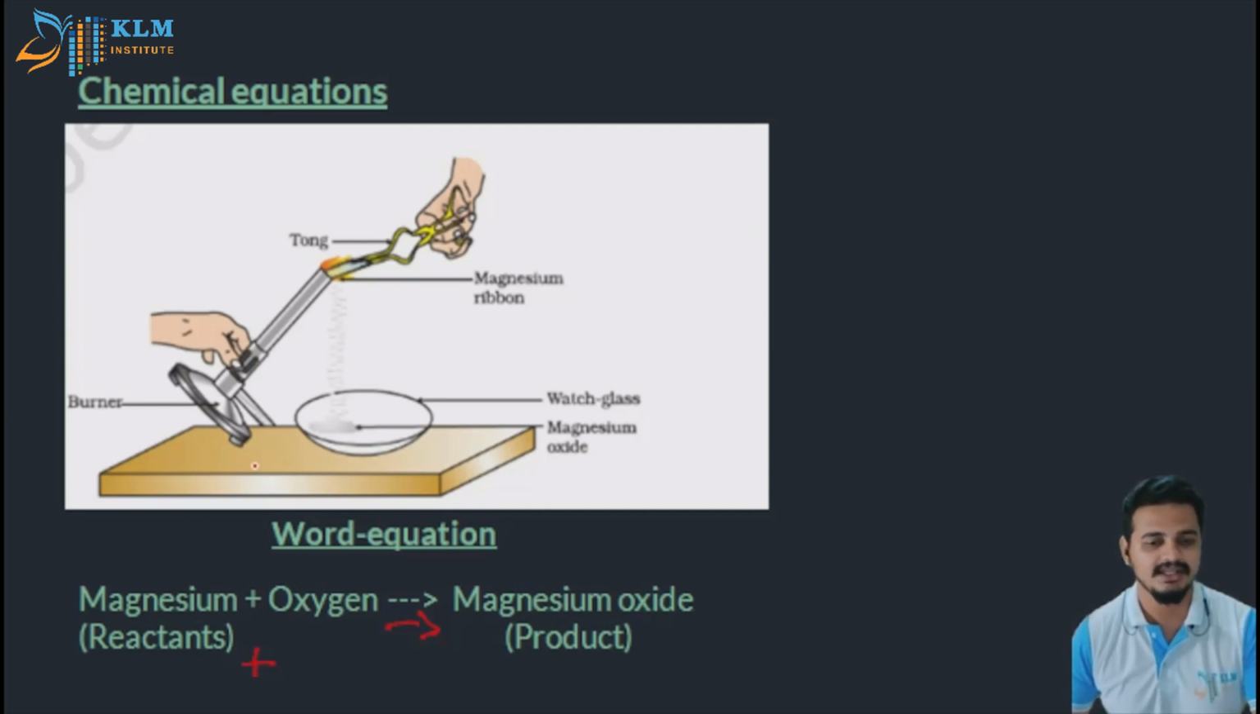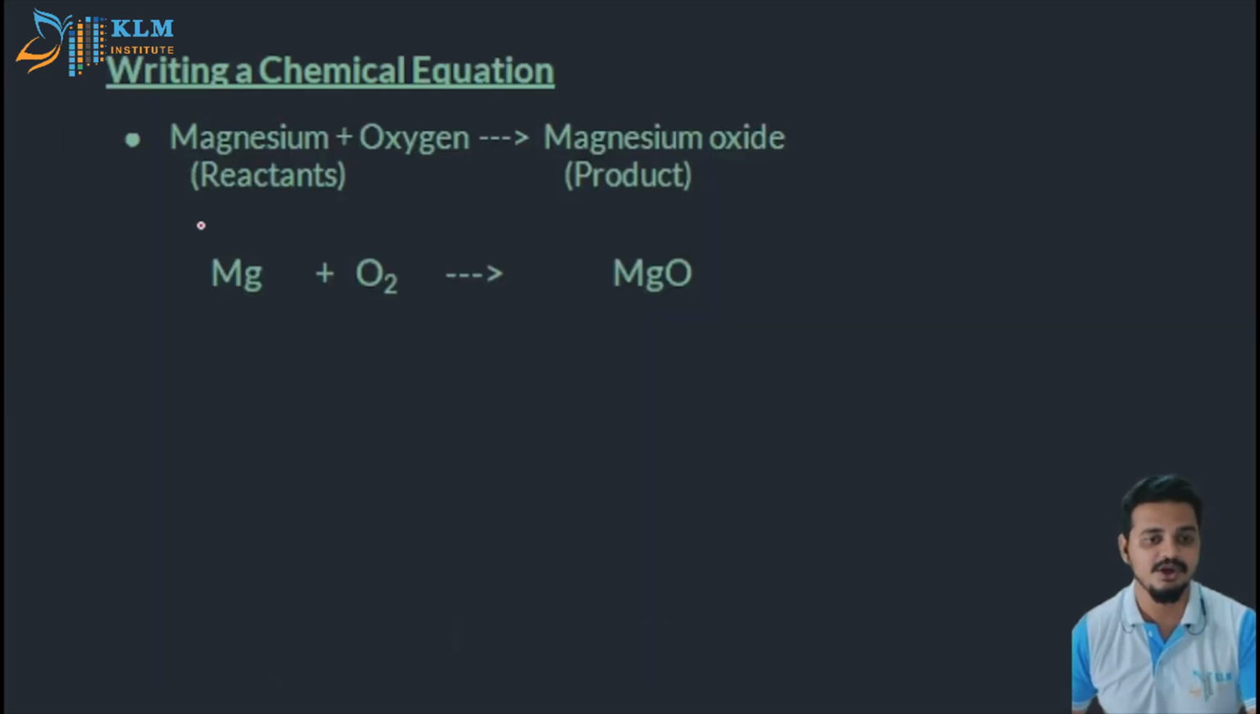So I think even this is too long for an equation. We already know the chemical formula of magnesium and oxygen. So Mg for magnesium, O2 for oxygen, and also MgO for magnesium oxide. But can you see there is something off in this equation?